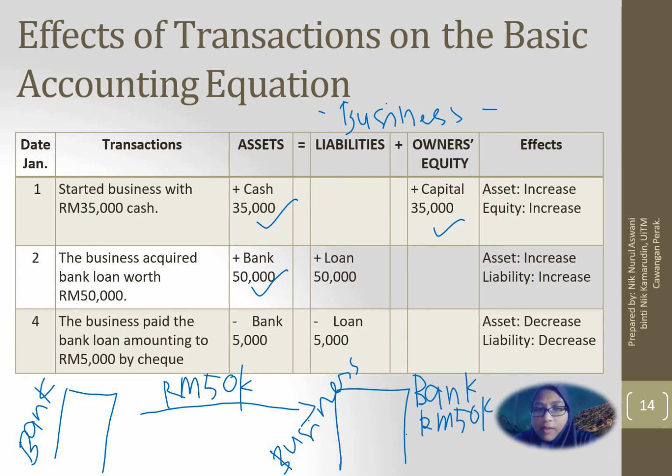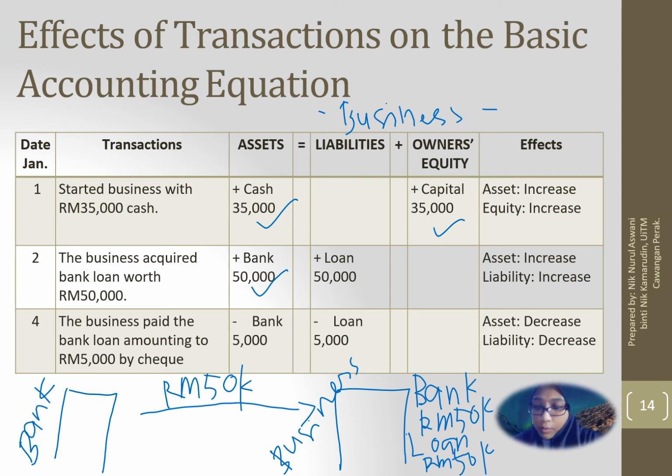But if there is no record on the other side, no decrease on the same side or increase on the other side, what happened? Your accounting equation is not balanced. So to make it balanced, we have to show where this 50,000 ringgit comes from. It comes from the bank loan, or in short, loan. So we are going to record loan.